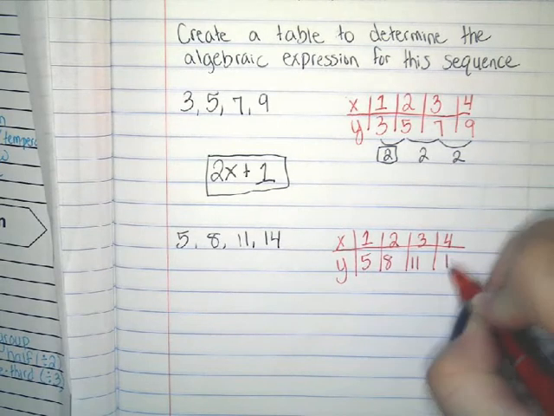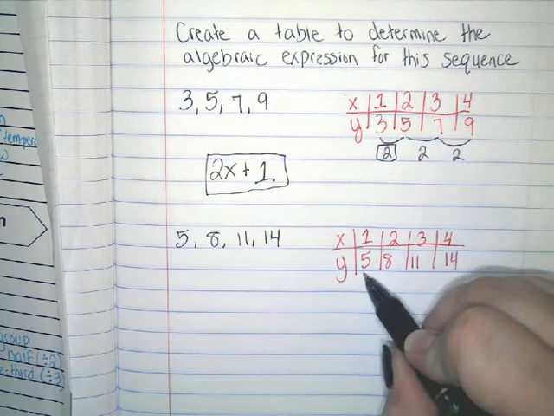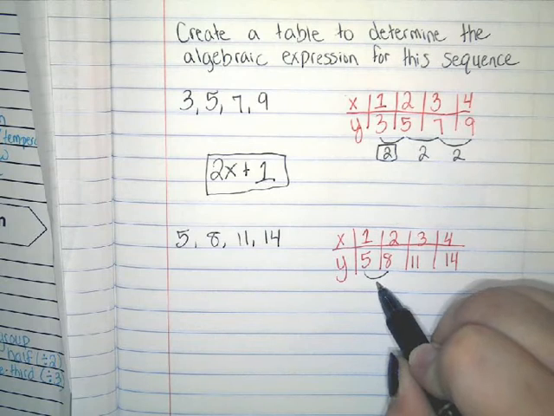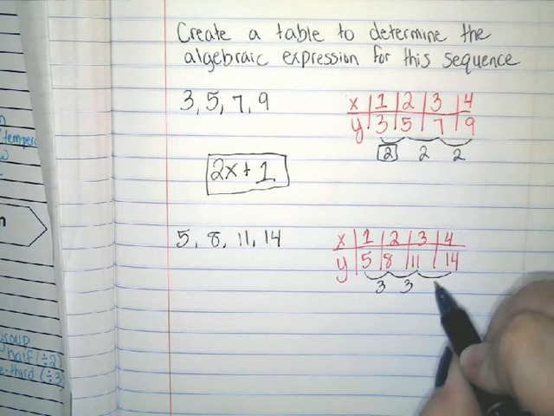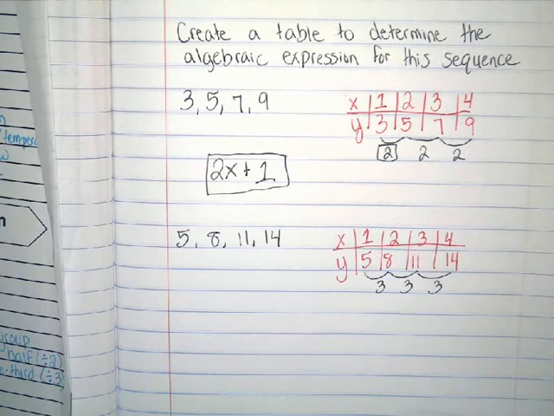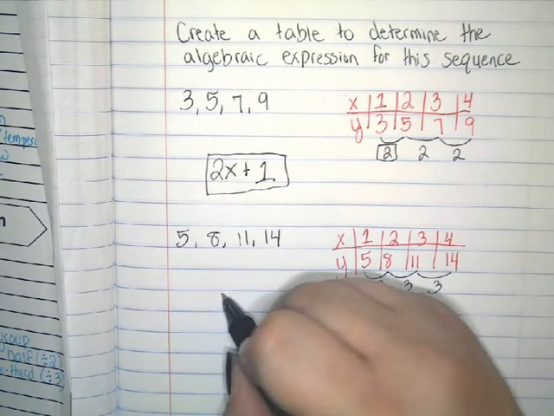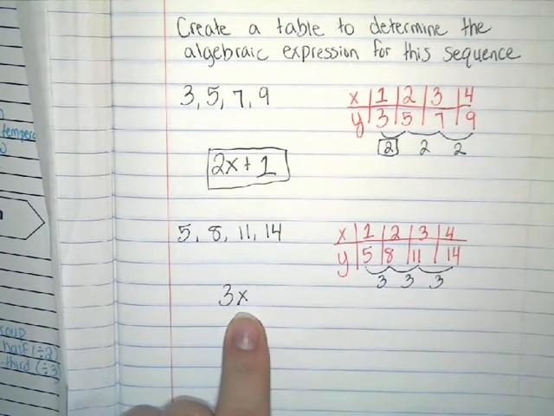Questions so far? No. Now, how do I come up with my expression? What do I need to check first? How much is it going by? So from 5 to 8, what am I going by? 3. From 8 to 11, 3, and 11 to 14. What do I do with that 3? Multiply it by my x first, right? I have to have that x in there. Remember, this x doesn't mean multiply anymore. It's a variable. Don't let that confuse you.